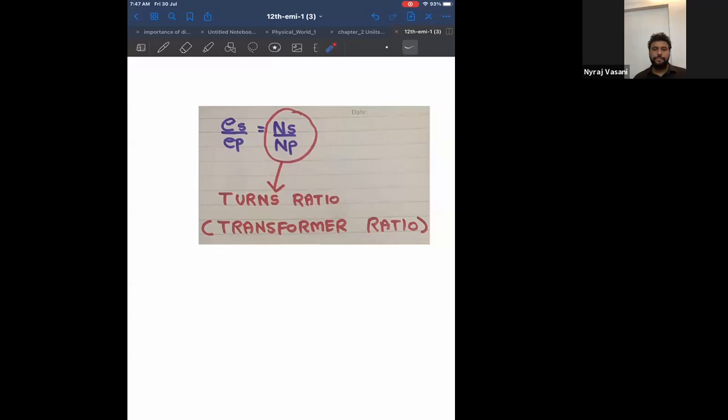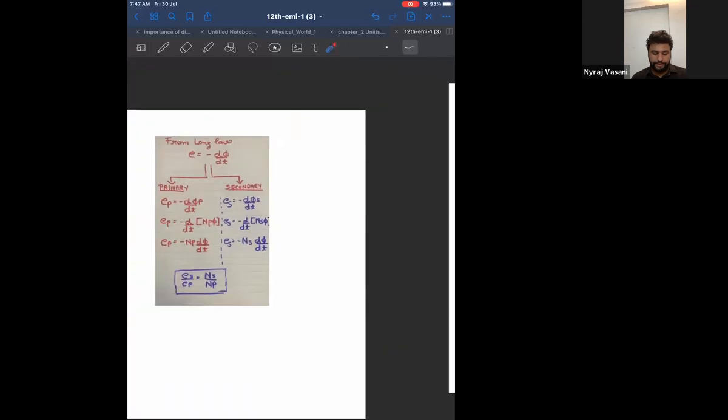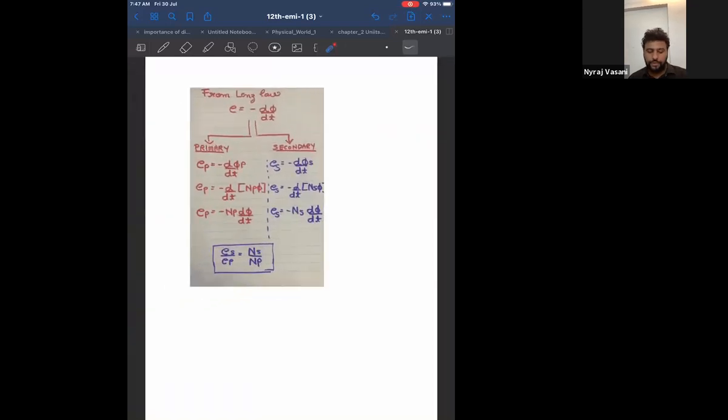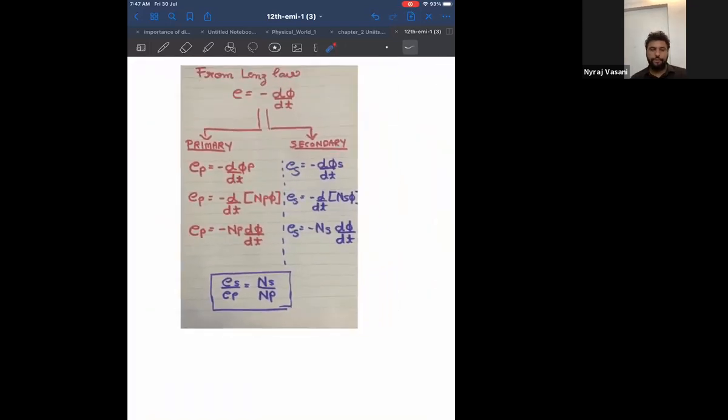Written? And this is one of the important formulas, that is ES by EP is equal to NS by NP.